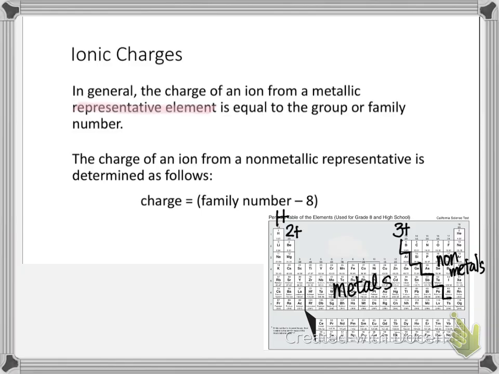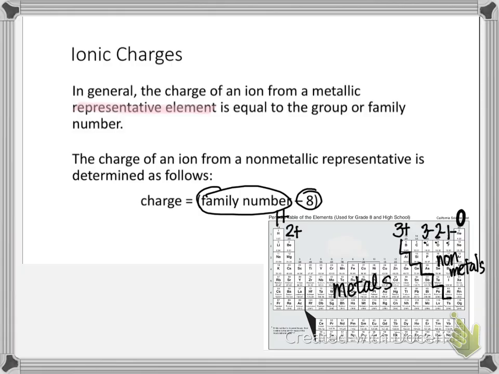And then it says the charge of an ion from a nonmetallic representative is determined as follows. You take the family number and you subtract 8. Okay, so the family number, they're talking about the number in front of the A's. So 5A would be a 3 negative, 6A would be a 2 negative, and 7A would be a 1 negative. The noble gases are a 0.